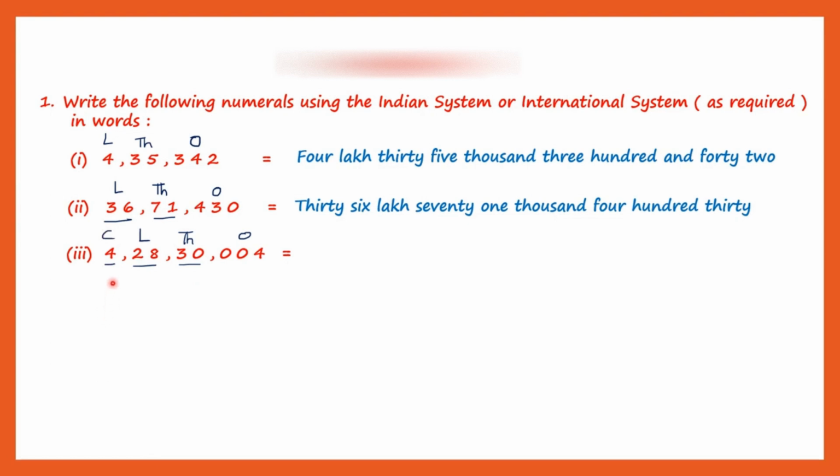So now let's read it. 4 crore 28 lakh 30,004. So that is 4 crore 28 lakh 30,004.